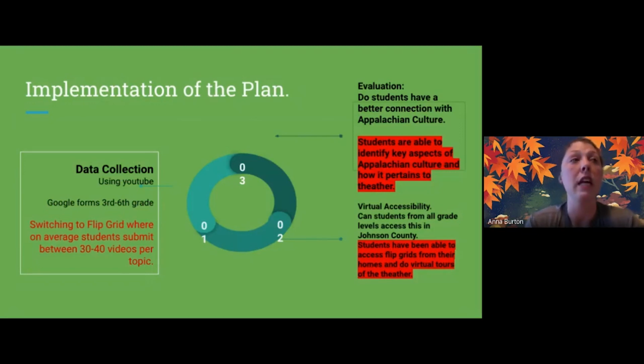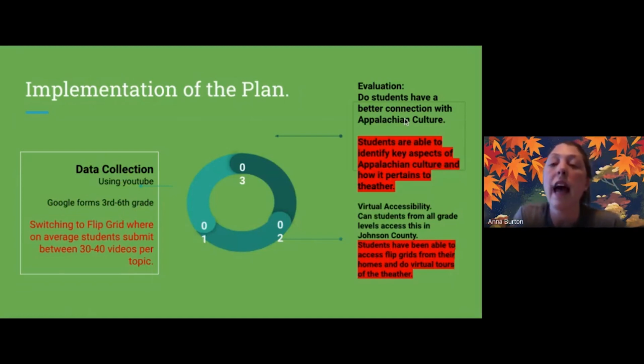So what we've done is, again, we use the Flipgrid format, which is more private. The only person who has access to it is really me, but the students can look at each other's stuff and they can edit. They can add comments to each other's videos, which is what's been happening. So that's really good. Roughly on each topic, I get between 30 and 40 videos, which is really impressive.